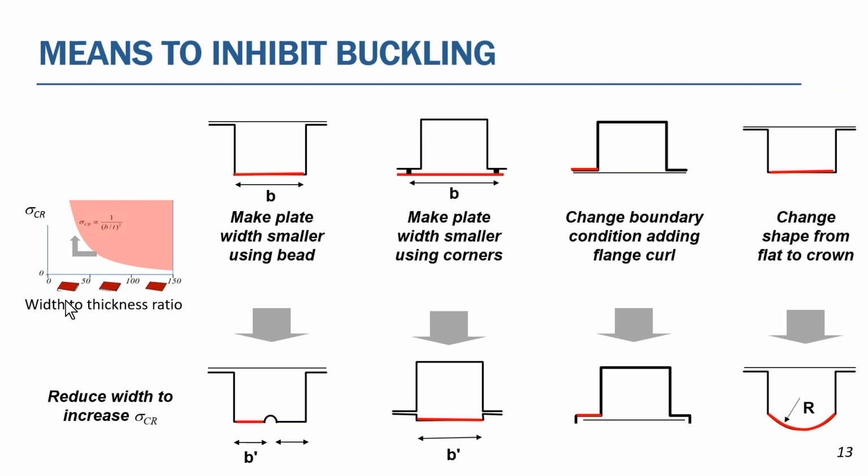So the second case here is we're going to add some corners to the plate in order to reduce B. If we have a flange, we can just add a little curl, and that will change the boundary conditions and make that flange more stable. And then finally, on the right-hand side, we can change the shape from flat to a crown shape.